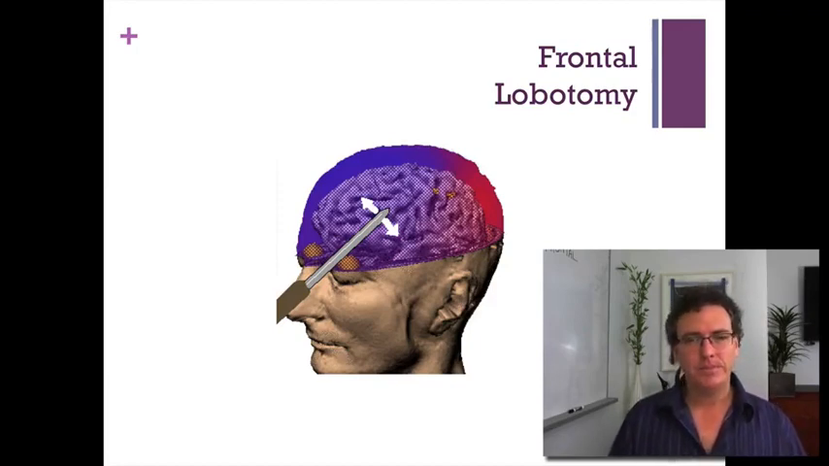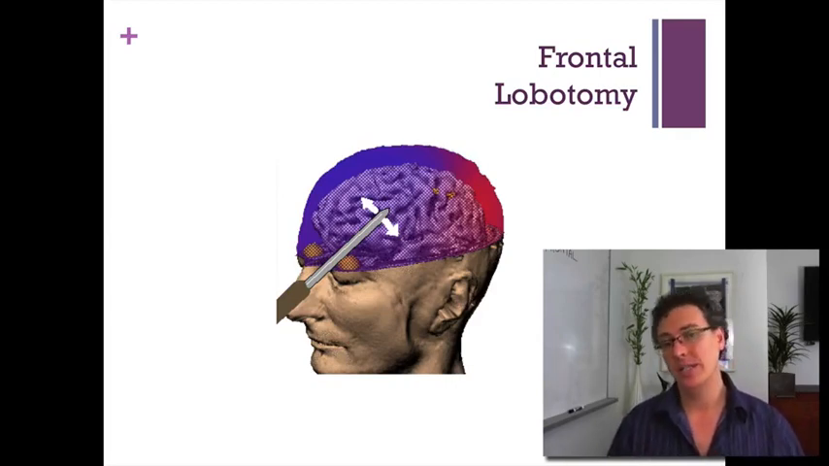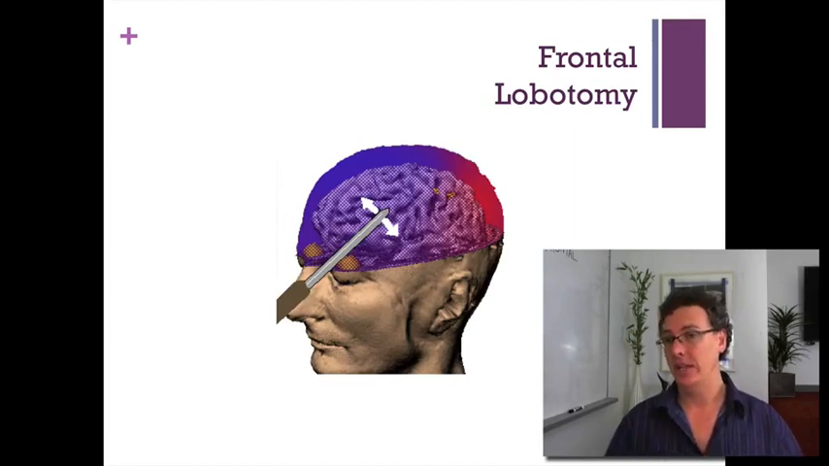What happens? Well, I don't know why they originally did this. They probably started doing it with animals and doing lesion studies. So there was a time when they would just lesion animals' brains to see what happened. And what they noticed is that when you do this, aggression is significantly reduced. The animals become less aggressive. And when they do it to humans, the same thing.